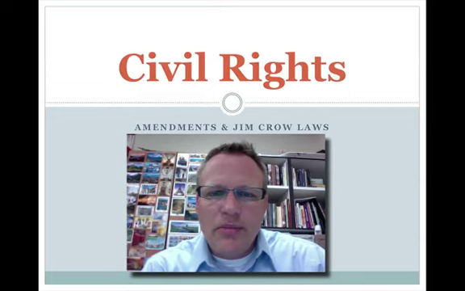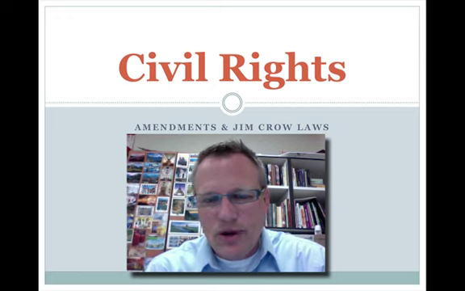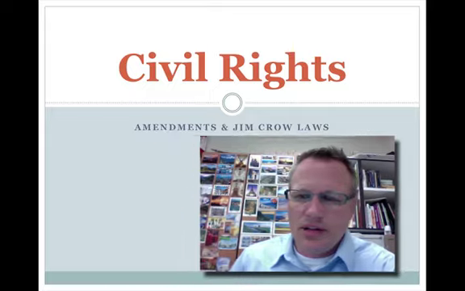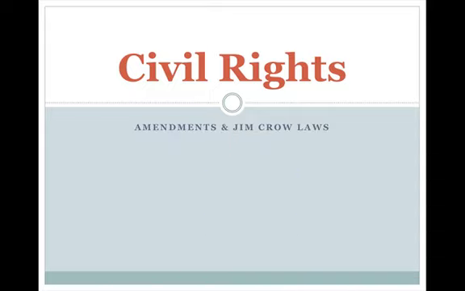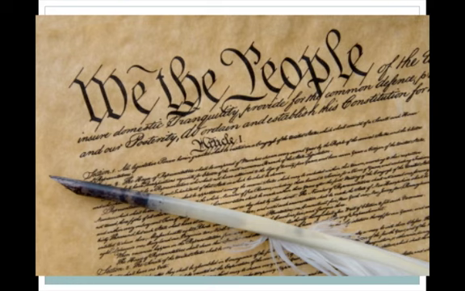Today we're going to talk a little bit about the early civil rights amendments that happened right after the Civil War, and also some of the southern states' responses to those amendments, trying to get around those laws. One thing to keep in mind, the 13th Amendment means that there were 12 amendments before that. The first 10 of those were the Bill of Rights.